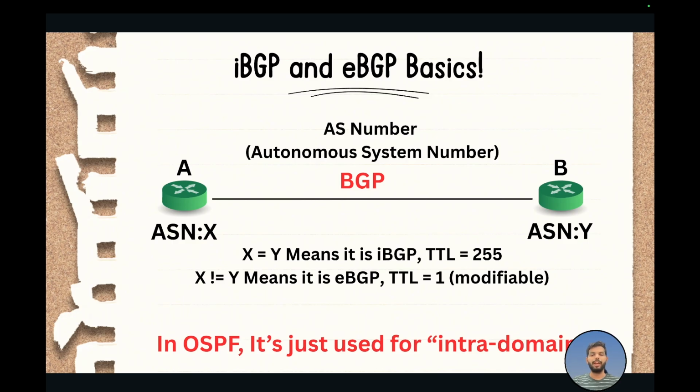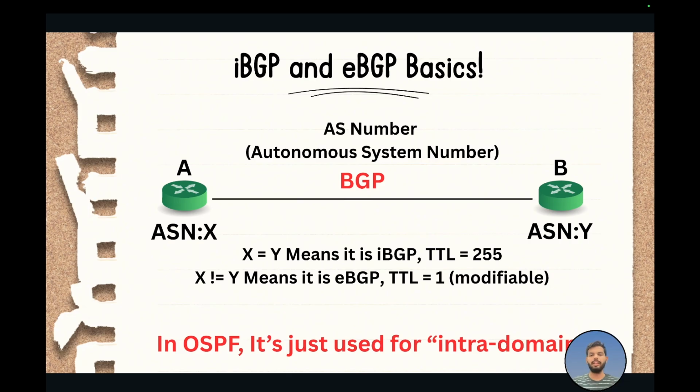To give you an overview of how they differ, let me quickly introduce you to AS numbers. AS stands for autonomous system number, which will be assigned to your organization. Let's say there is a very big organization, like Dell, Microsoft or Google. They will get an AS number from IANA, which is responsible for assigning ASN numbers.